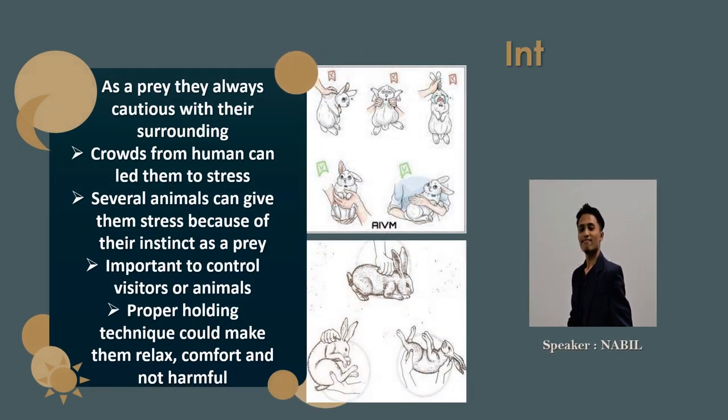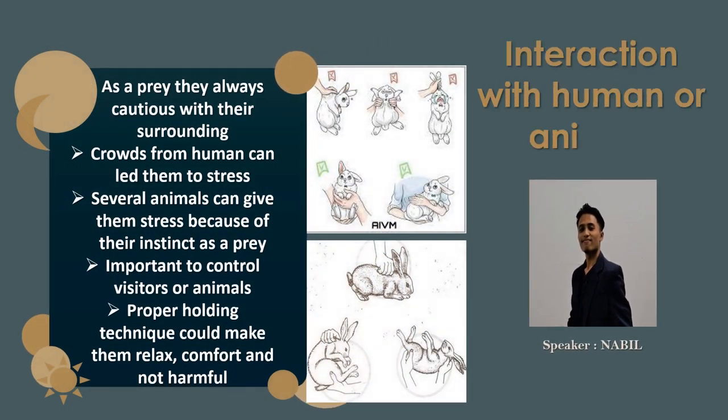Interaction with humans or other animals. A cute animal such as a rabbit will surely attract a lot of attention from other people. As a prey, they are cautious with their surroundings. Crowds of humans can lead them to a stressed condition. Sometimes, animals such as dogs and cats can stress them because their instinct as prey will tell them that danger is coming. Therefore, it is important to control visitors and animals around the barns.